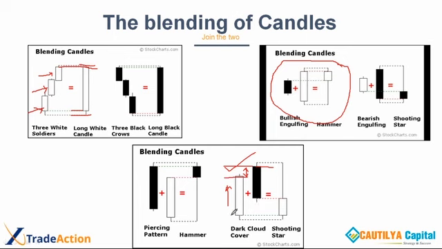So what do we do? We take the open of the first candle. We take the low of the combined two candles, the high of the combined two candles, and we also take the close of the two candles. Finally, the open to close becomes our body, and the remaining points we just join to get the wicks. That is how the combining happens.